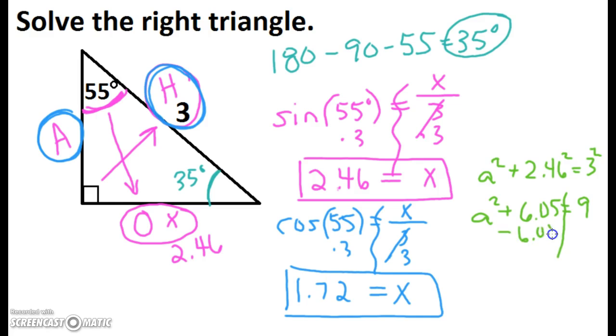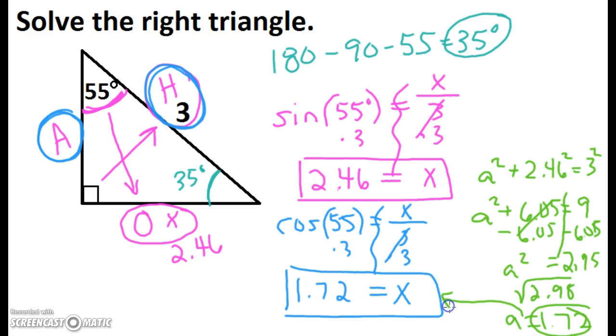And you can subtract 6.05, and you get a squared is equal to 2.95. And then you just take the square root of 2.95, and you would get A is equal to, the square root of 2.95 is 1.72. So you can see that you get the same answer either way, whether you did trig again or if you had chosen to do Pythagorean theorem at this point. So when you get the directions to solve a right triangle, just realize that there are several different methods that you can use.